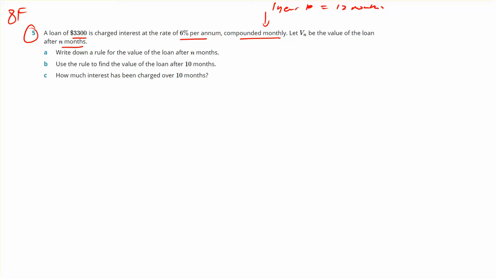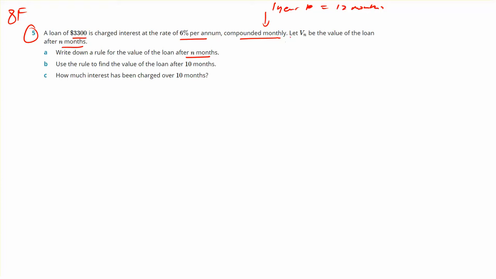So if you define your n value in years, 5 years later would be V5. But if it's in terms of months, then 5 years later would be V60. So you've got to be really careful with your Vn. So write down the rule of the loan after n months.